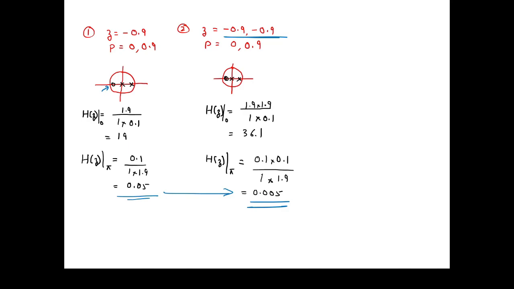So you have to keep in mind that when you place a pole over a zero or a zero over a pole, they cancel their activity. Whereas if you place a pole over a pole or a zero over a zero, they increase the activity of the pole or the zero respectively. Okay, with this, we are concluding this chapter.